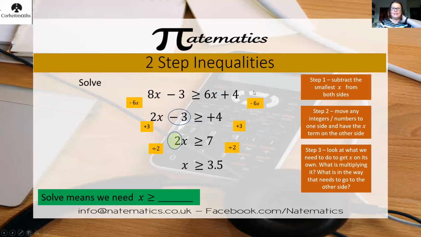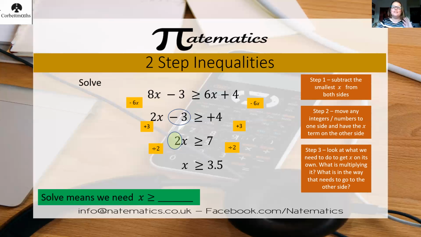And sometimes as a bit of a check, pop a number in. So for example, try x equals 4. So 8 times 4 is 32. Take away 3 is, what did I say, 29. So that should be greater than or equal to 6 times 4, which is 24, plus 4, which is 28. So yes, 29 is greater than 28. Therefore, it works. Hope that helps.